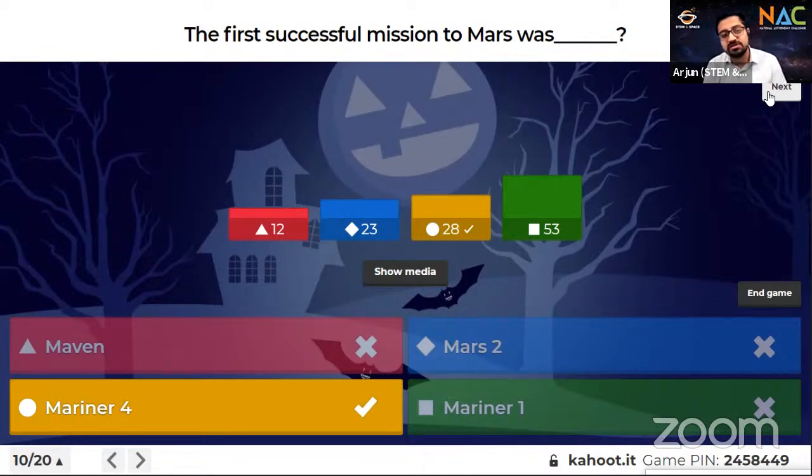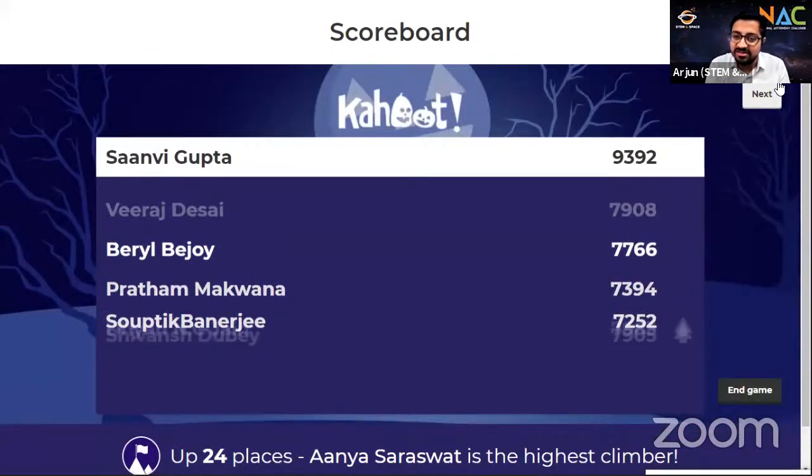It was a flyby mission which basically went near Mars, touched upon it, and then just went away. Yeah, so it gave us the first pictures of Mars. And yes, the correct answer is Mariner 4. 28 of you got the answer correct. Great job. And with this, let's take a look at the scoreboard.